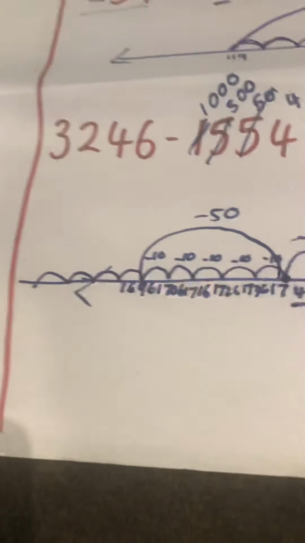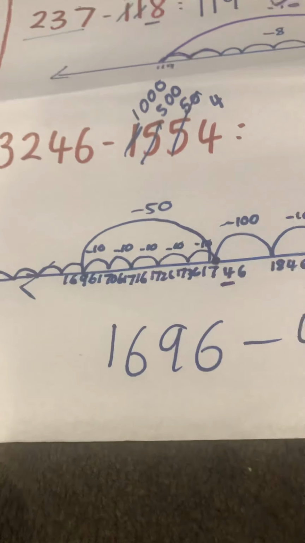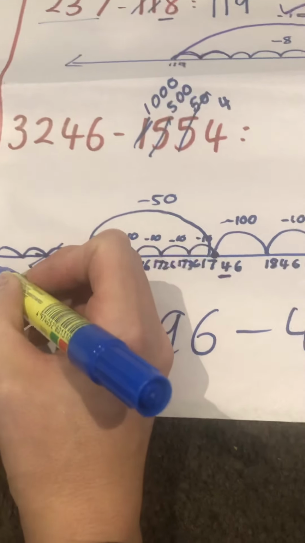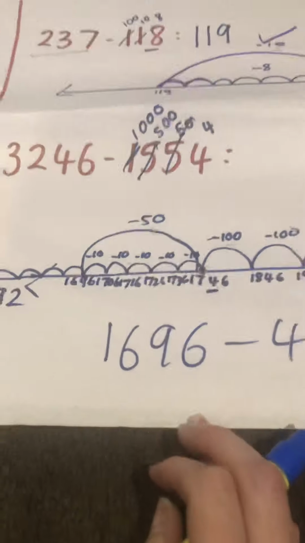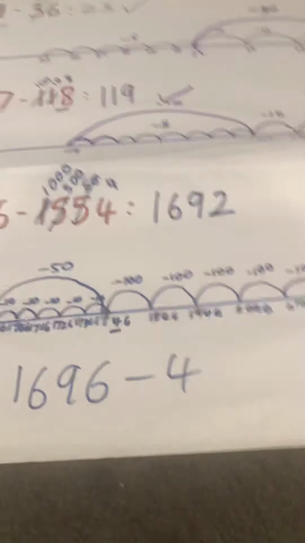You can extend your number line. I'm at 1,696, and then I'm just going to take away 4. Okay, so if you count backwards from there, your end number should be 1,692. Okay, 1,692, writing it up there.